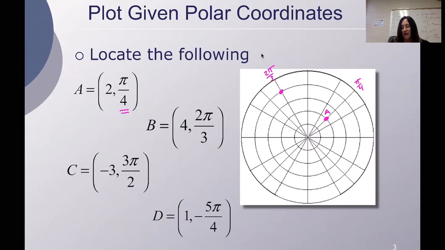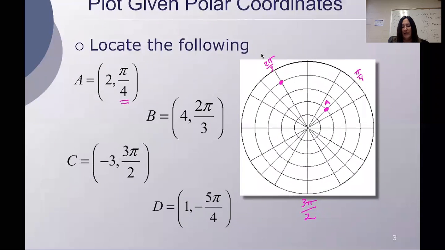Now, the next one's 3 pi over 2. Well, we know 3 pi over 2 is down on that negative y-axis, but it says go to that angle, but then it wants a negative radius. So a negative radius is going to pop that point back up. So that point then would be located here.